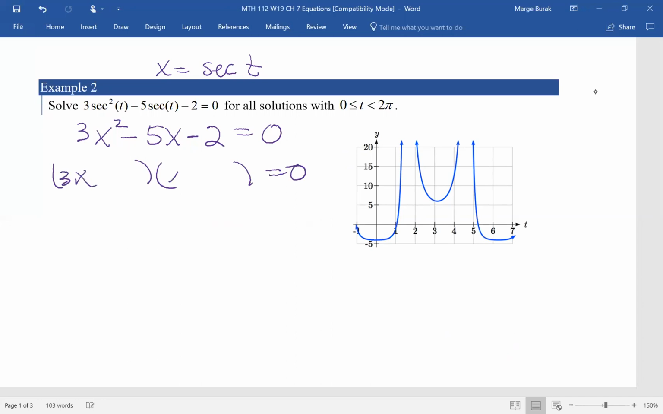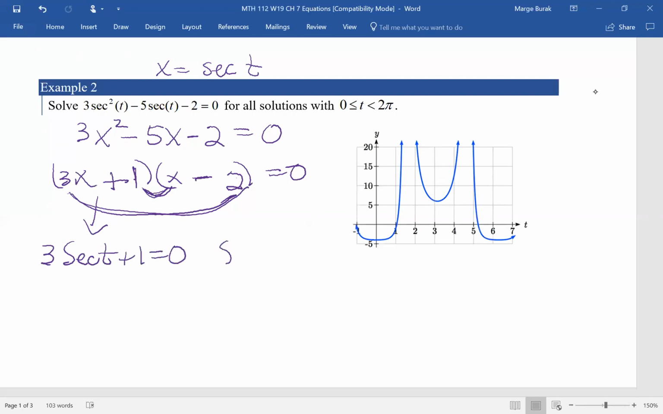So 3x and x, 2 times 1. If I put the 2 in here, then I'd have to add the 2x and the 3x, and I can't because one has to be positive and one has to be negative. So I'm going to put the 2 out here and the 1 here. That way I have a 1x in the middle and a 6x, and I need a -6 plus 1 for my -5x. Okay, let's set each of these with the secant back in. So 3 secant of t plus 1 equals 0, and then secant of t minus 2 equals 0. And then let's solve each of these.